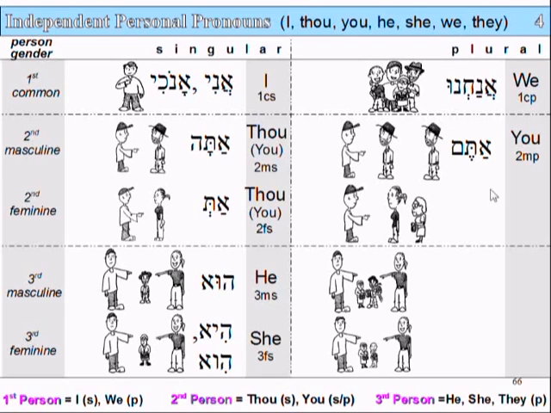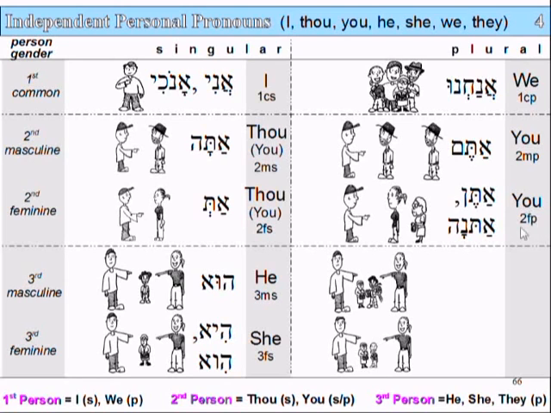So then if I want to speak to a group of women, I use another word, aten, or atna. So aten. You to a group of women. So that's a second person feminine plural, 2FP.